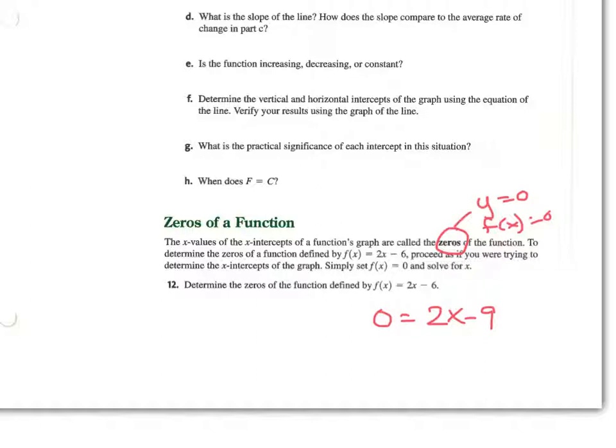So if I solve that, I bring over my 9. It doesn't come out whole, but that's okay. I'm going to write it as 9/2. So that would be one of the zeros. If I were graphing that, that would mean that this function crosses through the point 9/2, 0, and that's where it's going to cross the x-axis. So this is the same thing as finding an x-intercept.